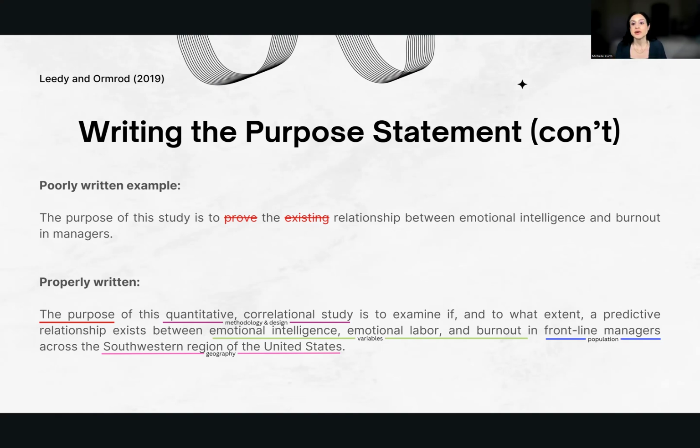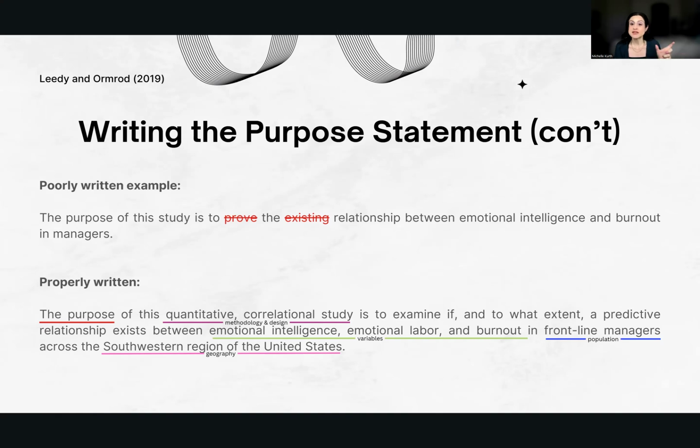Yes, it feels very wordy, but in that one sentence, I've done a lot. The first thing is I put and I highlighted the purpose, right? Again, at the end of that intro, the purpose of this is to do XYZ. I do include the methodology and the design in my purpose statement.